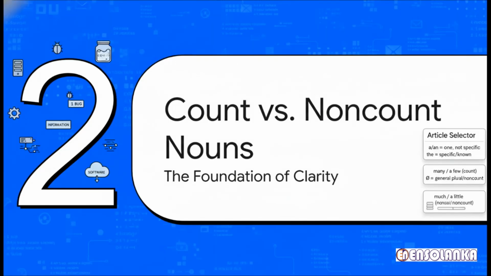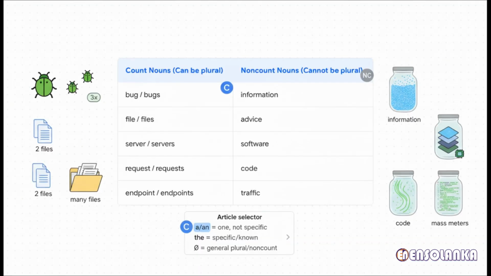Okay, now we are getting to the absolute heart of clear writing. Seriously, understanding the difference between these two types of nouns is going to solve so many of your writing headaches. So here's the deal. Count nouns are just things you can count. One bug, two bugs, a file, many files. They have a singular and a plural form. Non-count nouns, on the other hand, are treated like a single concept or a lump of stuff. You can't have two informations or three softwares. These words represent a whole idea, and they just don't do plurals.